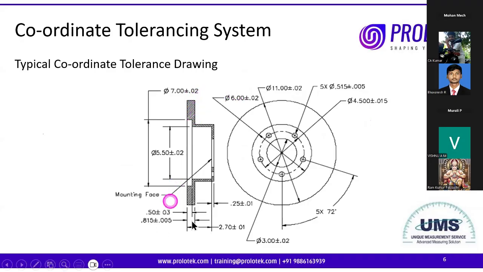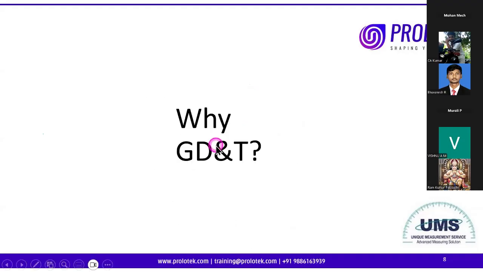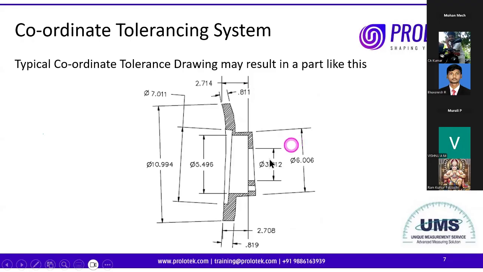Here the drawing specification for the thickness is 0.815 plus or minus 0.005. After manufacturing, the inspector inspects this thickness. He finds 0.811, which is within the drawing spec. Like this, he will inspect all the dimensions and then think that the part is acceptable, and he will accept the part. After accepting this part, it will go to the assembly.